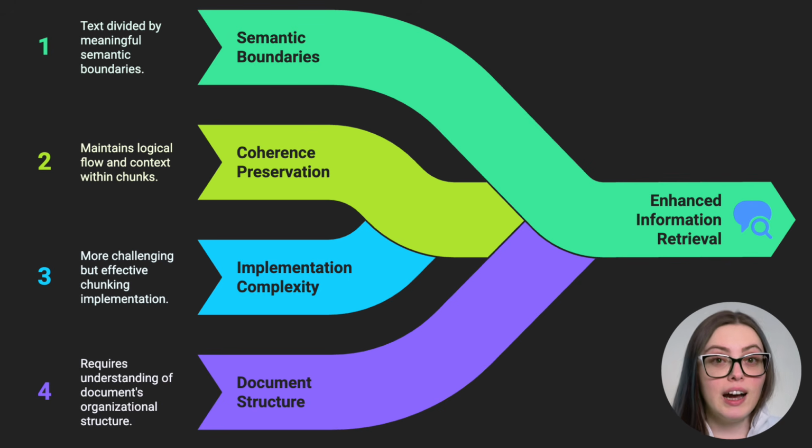Semantic chunking divides text based on semantic boundaries, for example, paragraphs, sections, or topics. It saves the coherence of information. It requires you to understand the document structure. So semantic chunking is more complex to implement, but frequently yields better results.